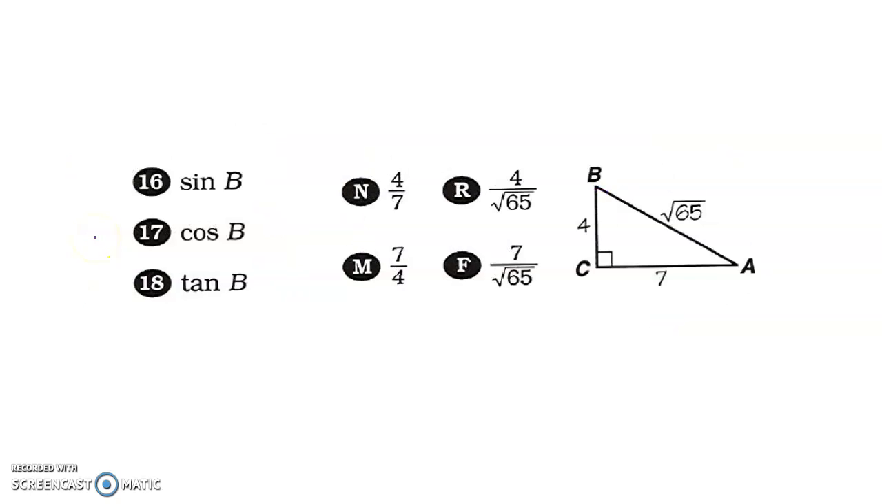Got time for just a few more. So then we're going to label this all off of B as my angle of interest. There's my hypotenuse, opposite, adjacent. Sine is opposite over hypotenuse. Cosine's adjacent over hypotenuse. And then opposite over adjacent.